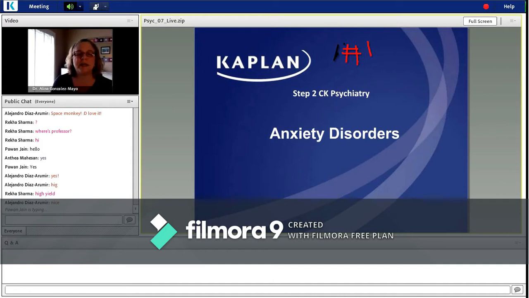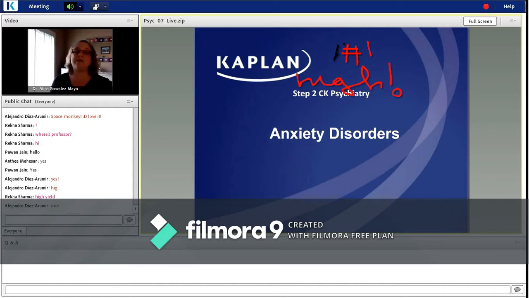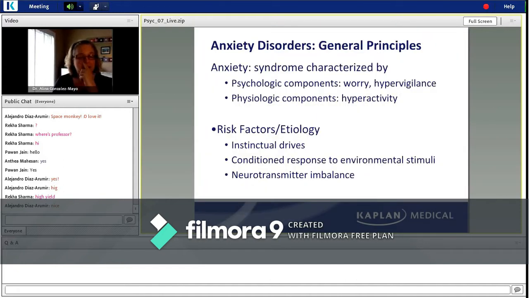These are the disorders, and that's why it's going to be super, super high yield. When we think of anxiety disorders, the typical patient is going to be young. She's going to be, of course, a female, and there's usually some sort of genetic loading. So either someone in her family probably has the same disorder. When we think of anxiety, you've got to think of anxiety as a syndrome. So these are people that have both psychological as well as physiological components. The psychological component is those fears of apprehension and worry, like you know that something terrible is about to happen.